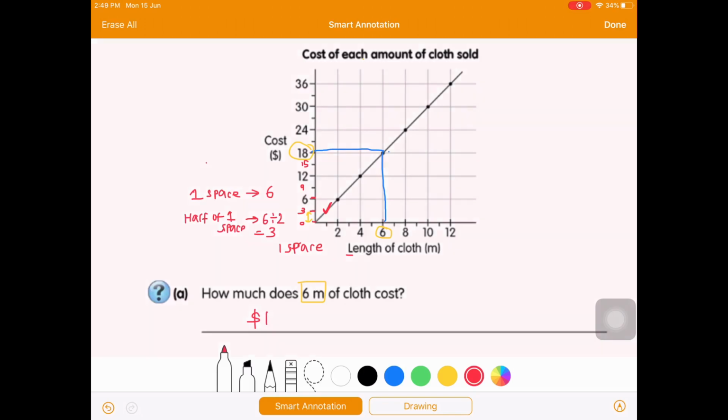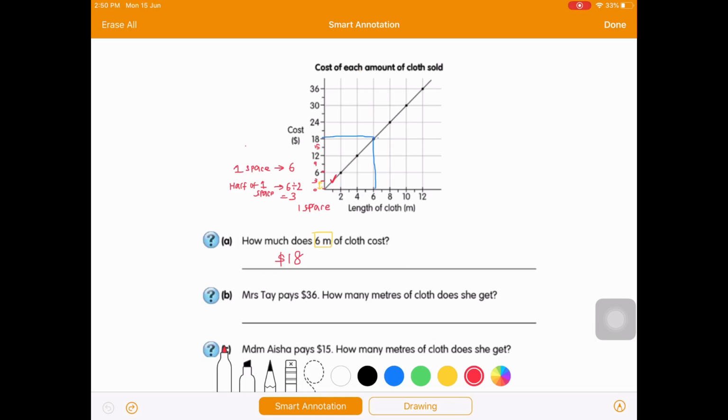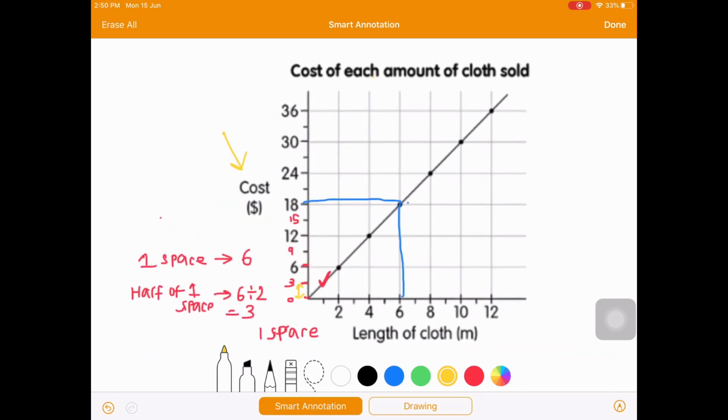So how much does 6 meter of cloth cost? It is $18. At question B, Mrs. Tay pays $36. How many meters of cloth does she get? Now you know the price, which is the cost. Let's look at the scale on the cost. This is the scale of the cost. And we know she pays $36. So on this scale, where is 36? Here.